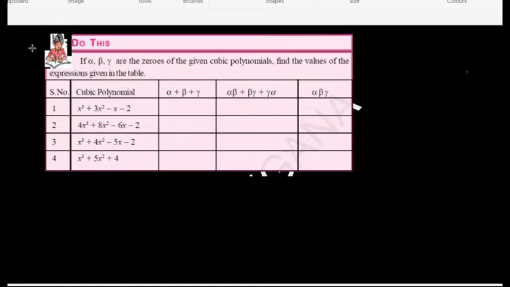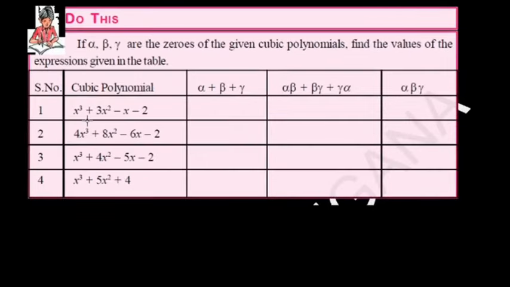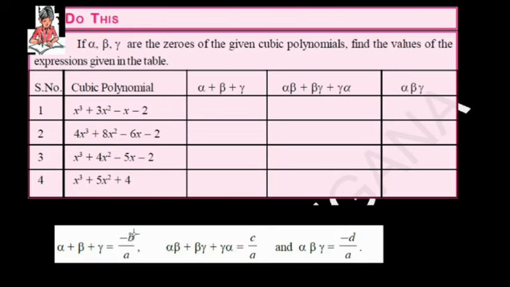Last concept in this chapter, do this. If alpha, beta, gamma are the zeros of the given cubic polynomials, all these are cubic polynomials. We have to find the sum of zeros, sum of product of zeros, and product of zeros. So we have formulas for this. Sum of zeros is minus b by a, sum of product of zeros is c by a, and product of zeros is minus d by a, where a, b, c, d are coefficients of the given polynomial.